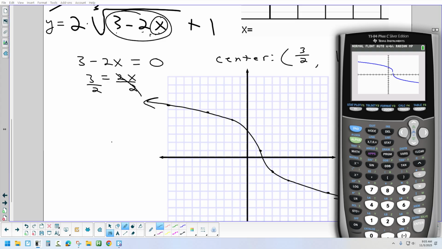What's going on with that gap right there on the calculator? Too steep. It's too steep. Yeah, it didn't do a good job. These are continuous. You should never lift your pen or pencil as you're sketching it. It shouldn't look like that.